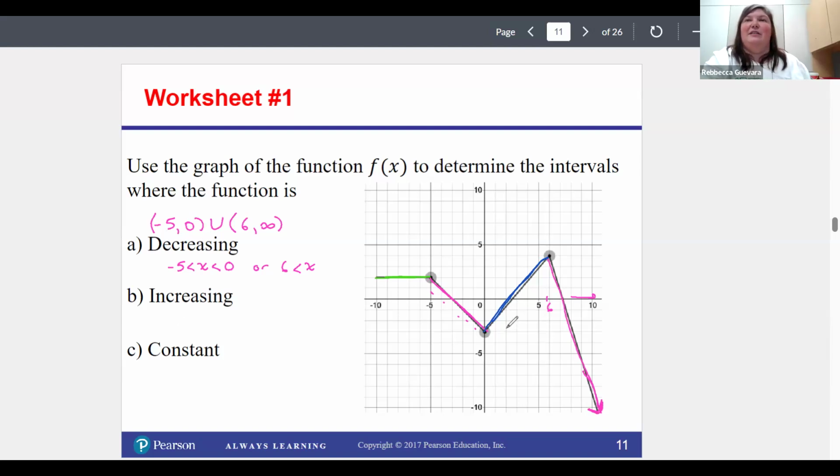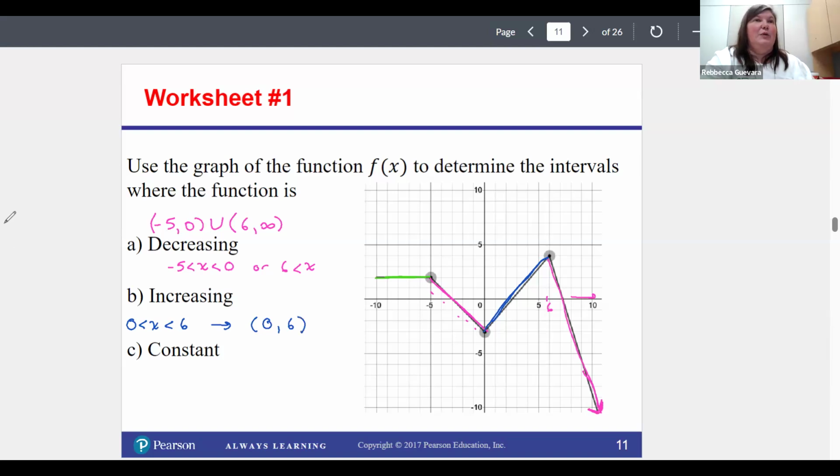All right, increasing. We see we're increasing starting at 0. We increase until we hit that 6. You're noticing that we're filling in these gaps, like that gap from 0 to 6 gets filled in by the increasing. Another way to write that is just 0 to 6.